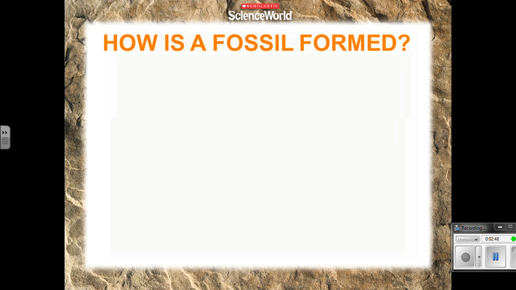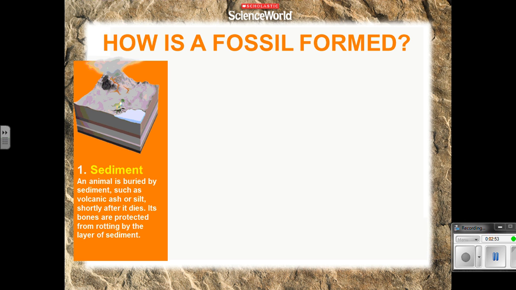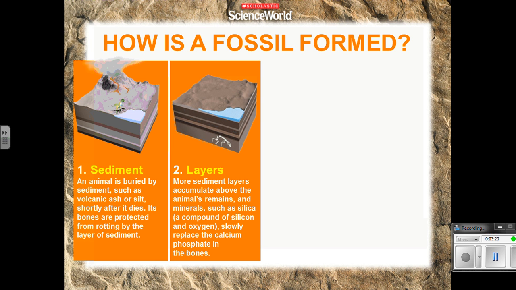All right. So how is a fossil formed? This is the process, and you're not writing anything right now. Just pay attention. The first part is sediment. Here, an animal is buried in the sediment, such as volcanic silt, shortly after the animal dies. Its bones are protected from rotting because of the layers. The layers are a preservation for the bones. Then the layers continue, so more sediment is placed upon the earth and accumulates, giving us the rock layers above these animal remains.